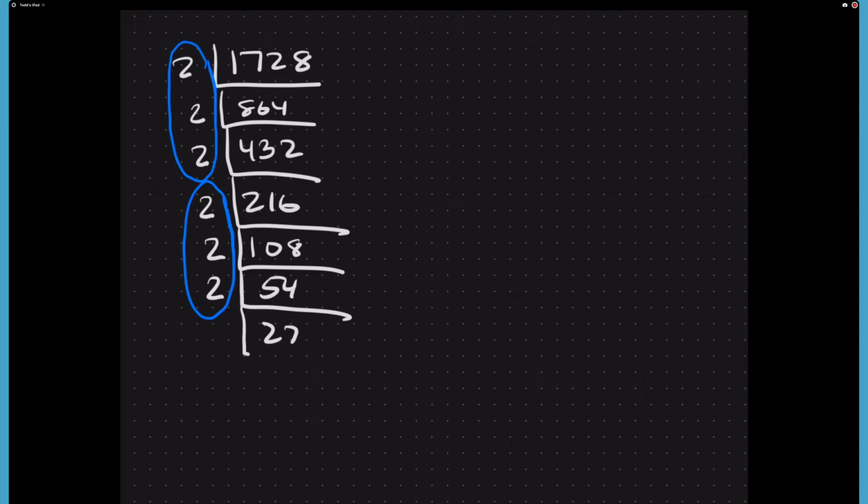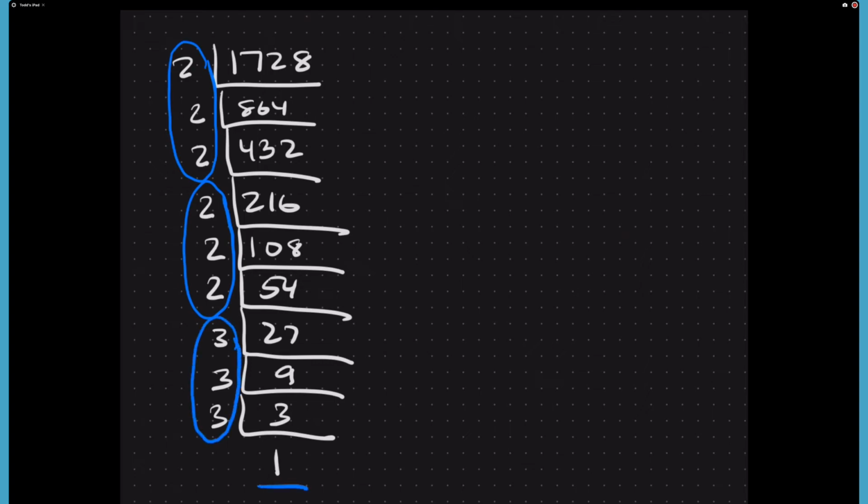If we continue on, I should recognize that 3 can go into 27, leaving us with 9. 3 goes into there with 3. 3 goes into there, leaving us with 1. We're finished, and we have another perfect triple. So, is this a perfect cube? Well, yes, because we've tripled up all the numbers. Yes, it is a perfect cube.